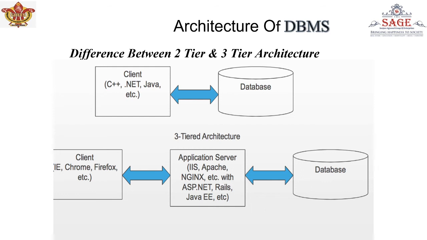Third, two-tier architecture consists of two layers, the client layer and the database, which communicate directly. But three-tier has the client layer, business layer, and data layer. As we see in this figure, there is a business layer like the application layer, IIS, Apache, NGINX, ASP.NET, Rails, Java EE, and many more. And fourth, two-tier architecture is easy to build and maintain, but it runs slower and is less secure in comparison to three-tier architecture.